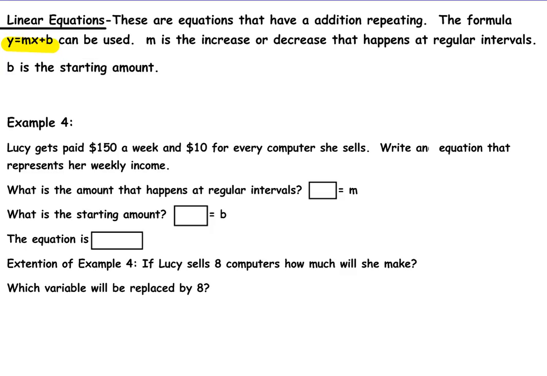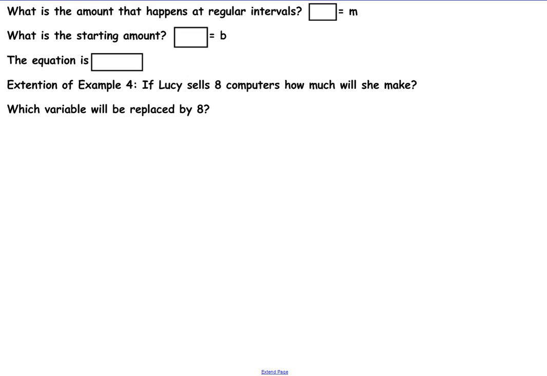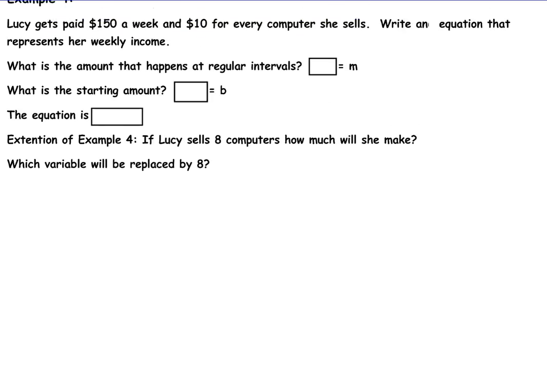So let's look at example 4. Okay, example 4. Lucy gets paid $150 a week and $10 for every computer she sells. Write an equation that represents her weekly income. What's the amount that happens at regular intervals? Okay, she gets $10 for every computer she sells. So that's going to be her regular intervals, every time she sells a computer.